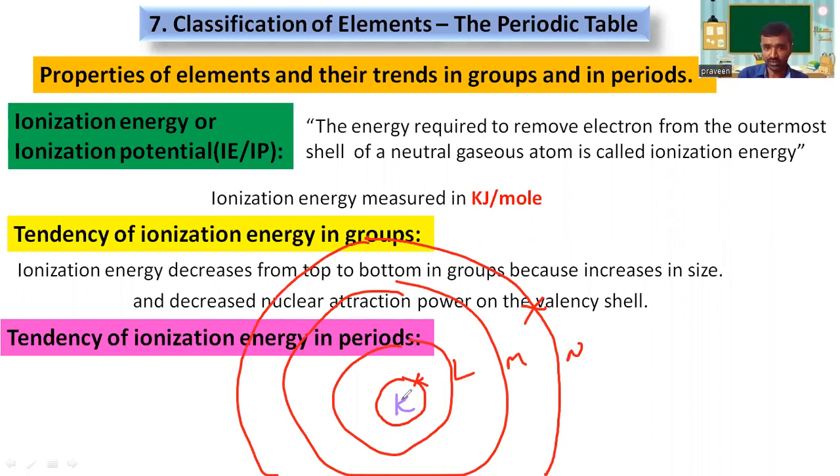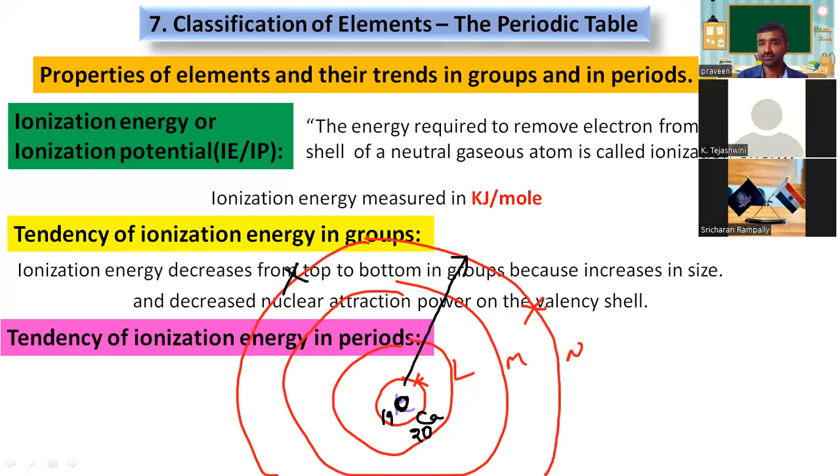If I go to the next one, calcium instead of potassium, one more electron will be added into the same shell. So the distance is not increased. But what happened? Potassium has 19 protons, calcium has 20 protons. So the nuclear charge is greater for calcium, increased on the same valence shell. So automatically that electron cloud comes down. So the atomic size of calcium is less compared with the atomic size of potassium. Do you agree? Is it clear?